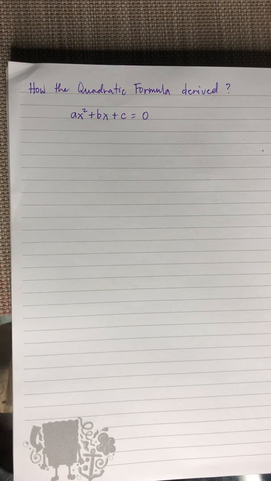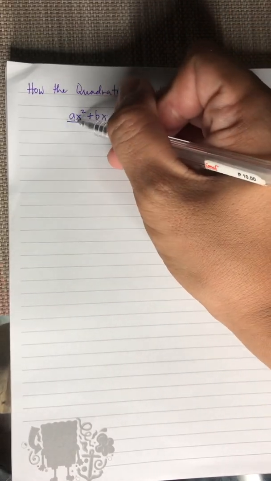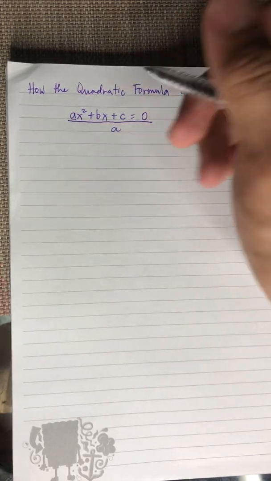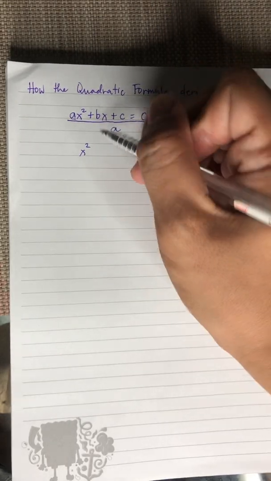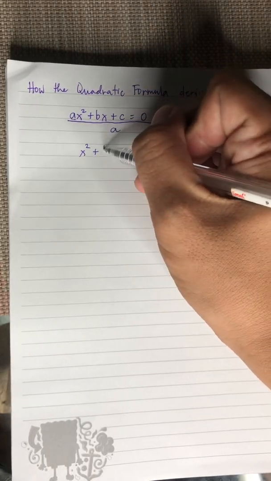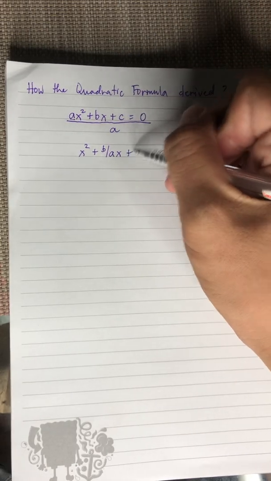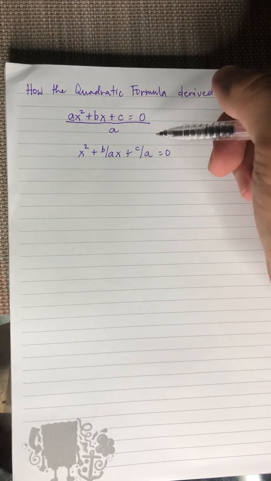And then what we're going to do is to divide each term in the equation by a, that is the numerical coefficient of x squared, this one. So we're going to divide by a. That will leave us with x squared plus b over a x plus c over a equals 0.